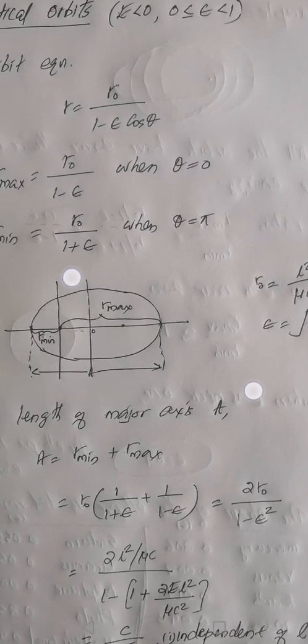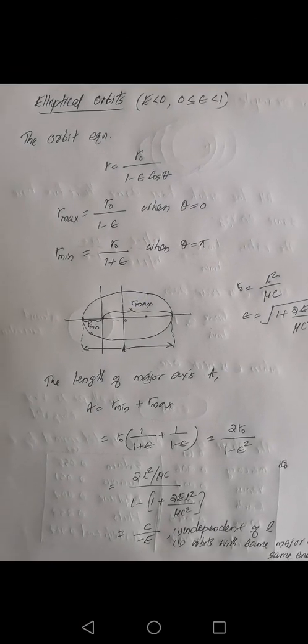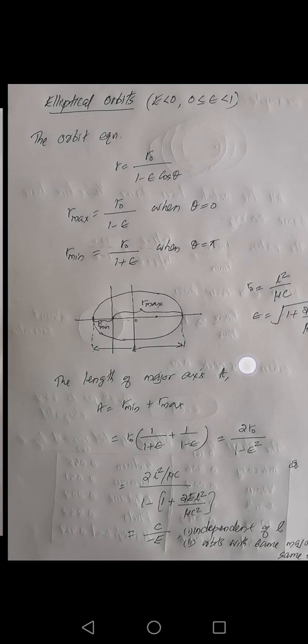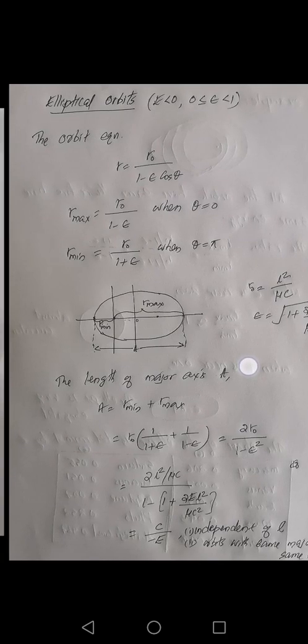So we have the orbit equation r is equal to r0 by 1 minus epsilon cos theta, and it has a maximum value when theta is equal to 0. When theta is equal to 0, cos theta is 1. Therefore r max is equal to r0 by 1 minus epsilon, and minimum when theta has value pi, and when theta is pi, cos pi is minus 1. Therefore r minimum is equal to r0 by 1 plus epsilon.